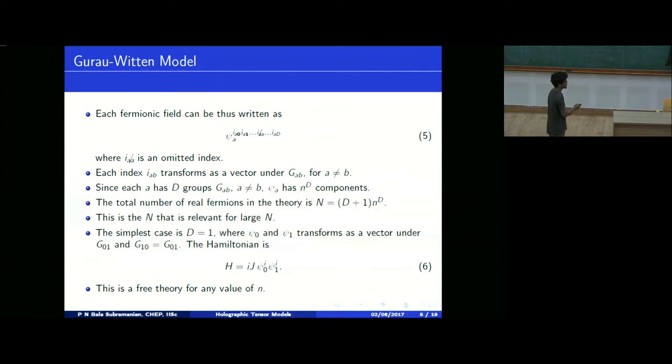The simplest case one can look at is D equals 1. There are only two fermions, psi 0 and psi 1, and there is only one gauge group that we have to associate with it, which is G01. And G10 is G01 because we are looking at unordered pairs of A and B. So the Hamiltonian is directly given by psi 0, psi 1, and there is a vector index on psi 0 and psi 1 associated with this G01. This theory is a free theory and is trivial for any value of N that one can look at.